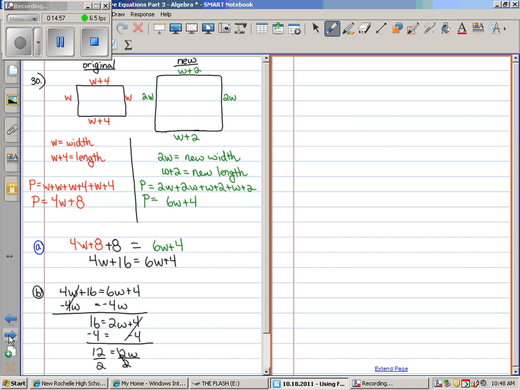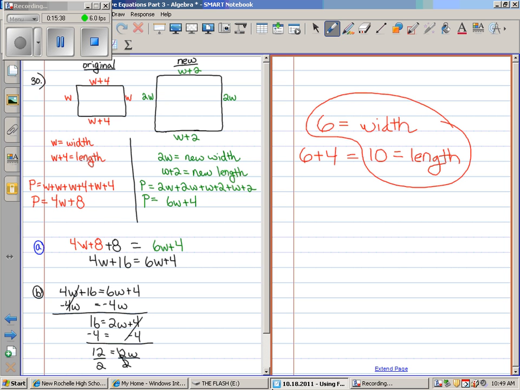And how much did we find W was? W was 6. So 6 equals the width. And how much is the length? Yeah, because 6 plus 4 equals the length. Whoa. I almost spelled length wrong. Shame on me. And there's our answer. That's what we're looking for.